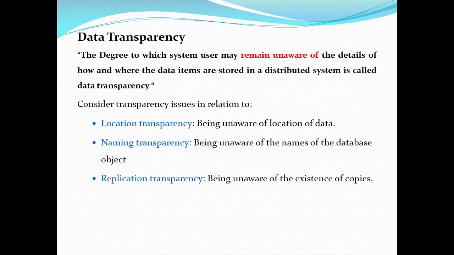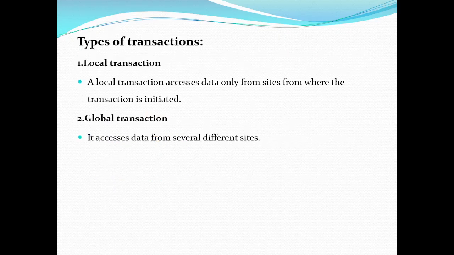Let us see what is meant by data transparency. The degree to which a system user may remain unaware of the details of how and where the data items are stored in a distributed system is called data transparency. Consider transparency issues in relation to location transparency, naming transparency, and replication transparency. Location transparency means being unaware of the location of data. Naming transparency means being unaware of the names of the database objects. Replication transparency means being unaware of the existence of the copies.